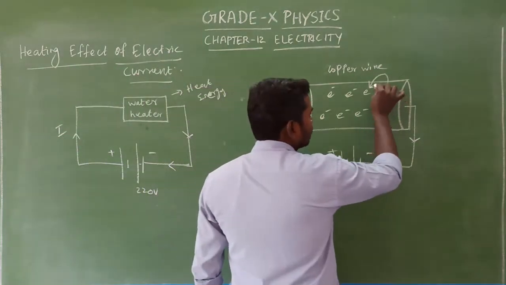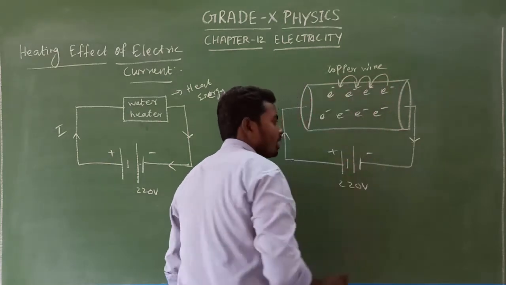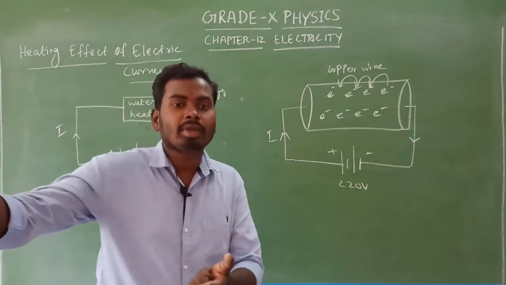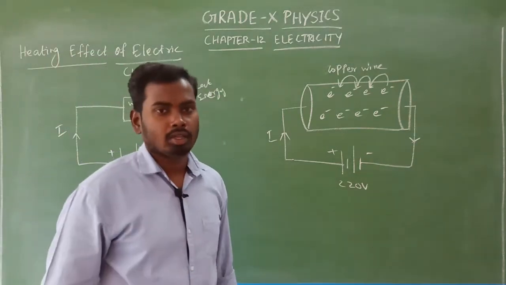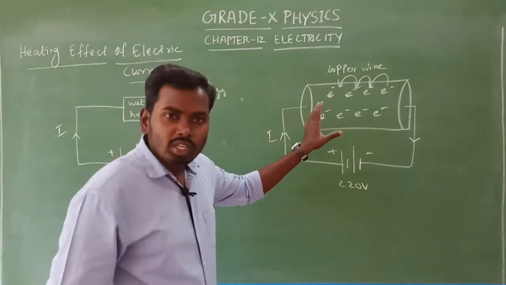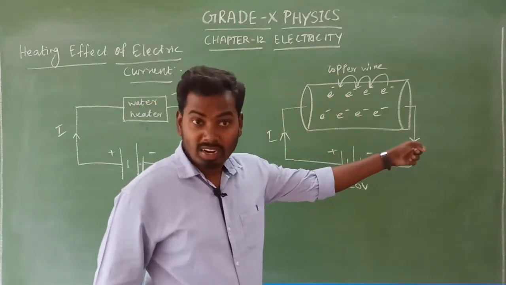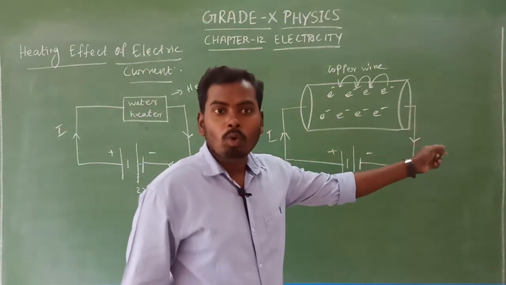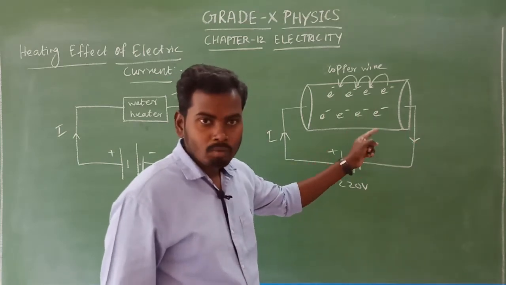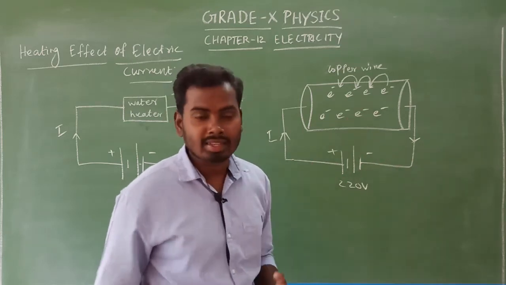Here the electrons will continuously collide with other atoms as well as themselves, which means the electrons will collide with other atoms' electrons and other free electrons. Note this point: due to this collision, there will be some amount of heat. So what causes heat here? This collision causes heat.